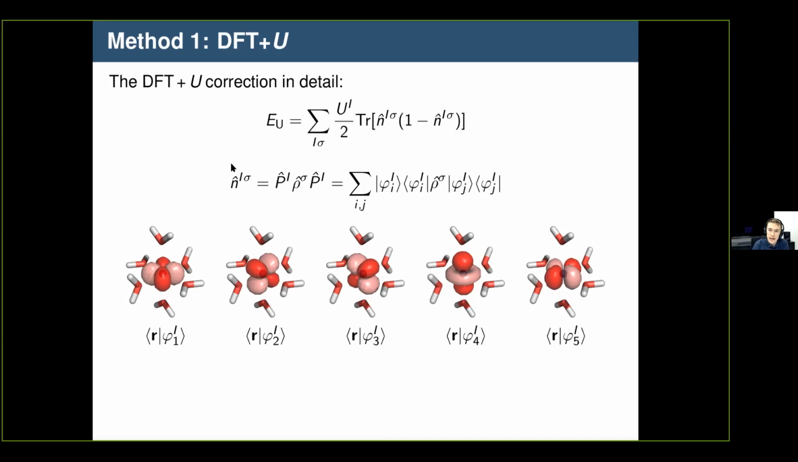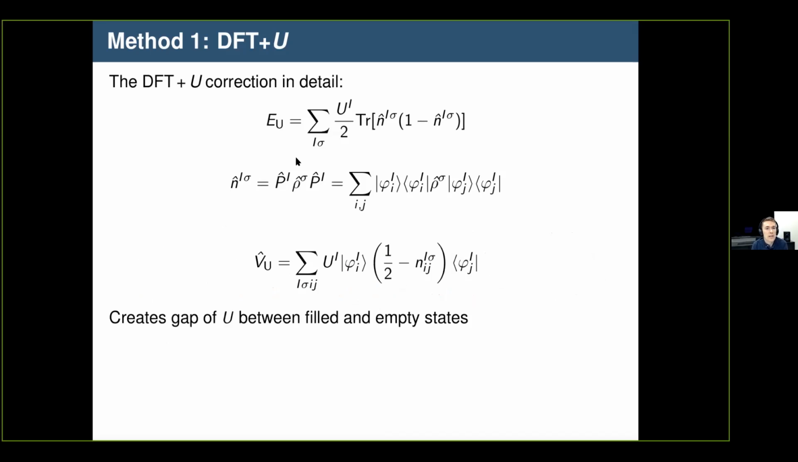This matrix here, N, I is the atomic index and sigma is the spin index. So this here would be a 5 by 5 matrix, just one for each one of these orbitals. And it's just the projection of your density matrix down onto the subspace spanned by these 5 orbitals. And then what this corrective term actually does is a lot more transparent if we look at the resulting potential.